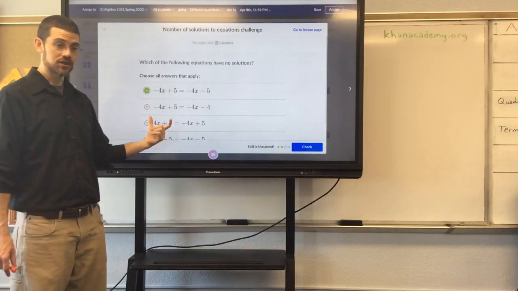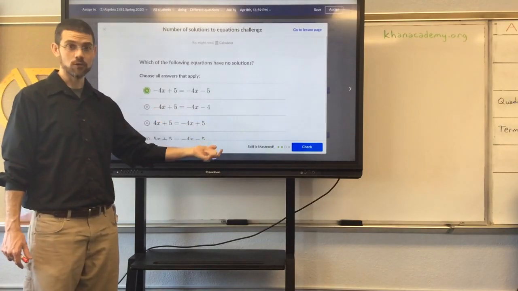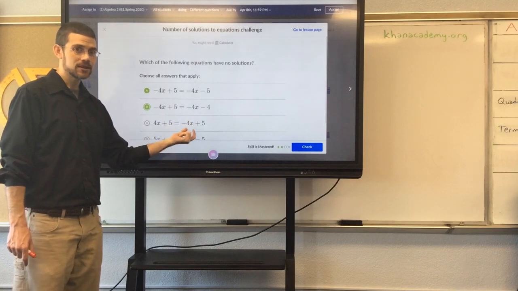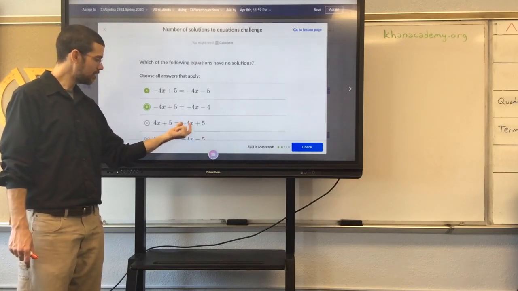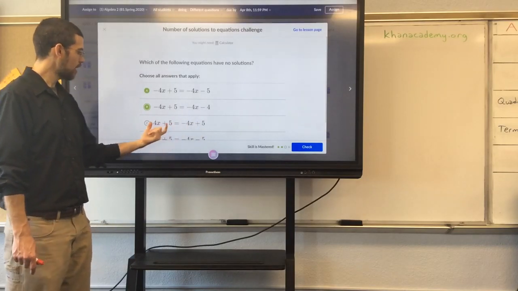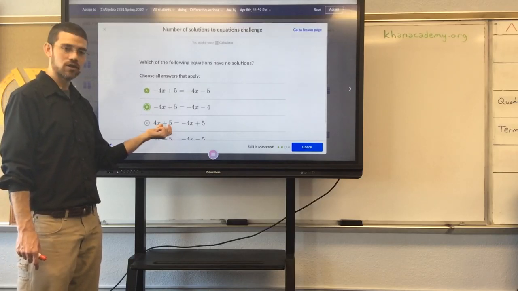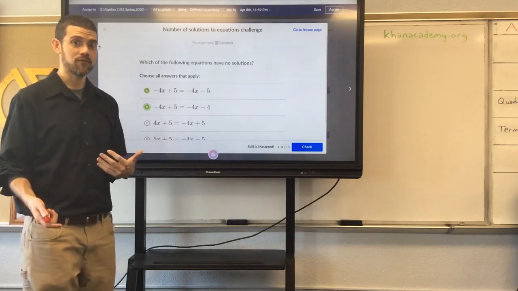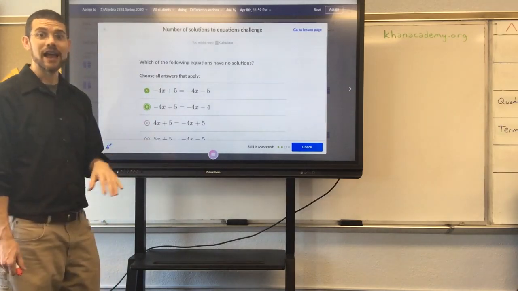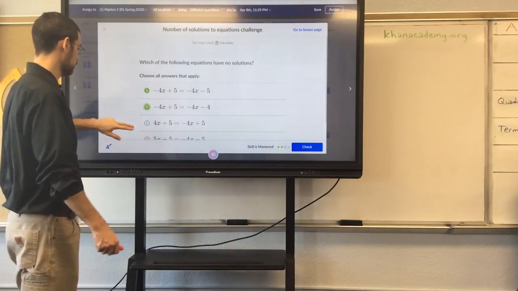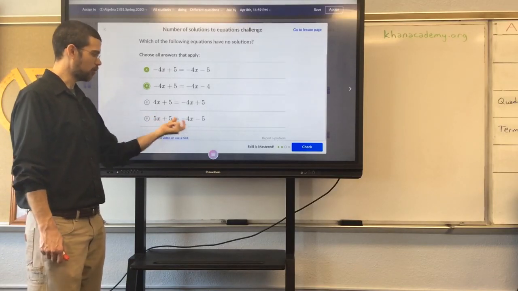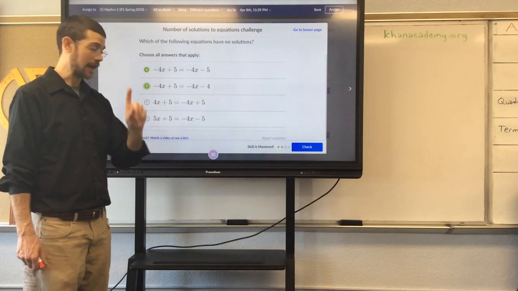These x's cancel because they're the same number, and you're left with 5 equals negative 4. Well, that's never true. 4x is not the same as negative 4x. So if I were to add this 4x to both sides, I'd end up with 8x plus 5 on the right side, which means I'm going to be able to figure out the one number that x equals. So that does not have no solution. It has one solution, exactly one solution. And similarly, because there's a different number of x's here, I know that there's going to be exactly one solution.